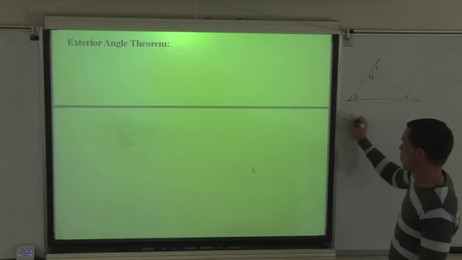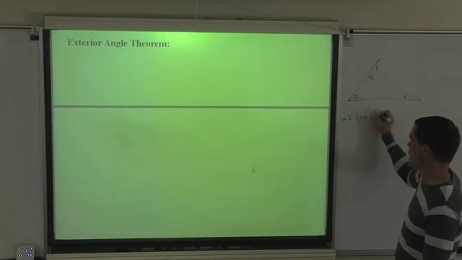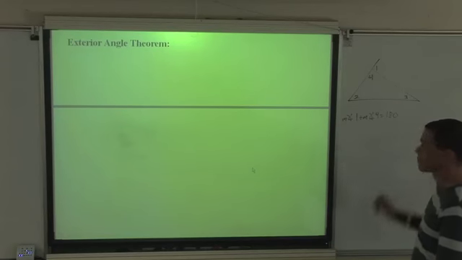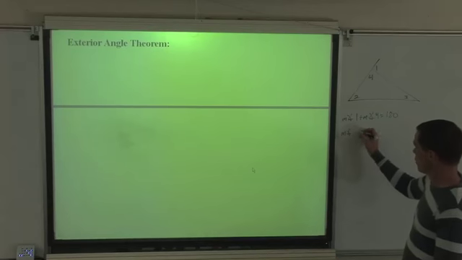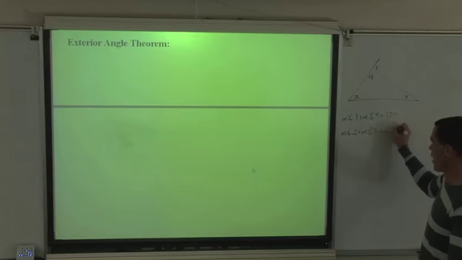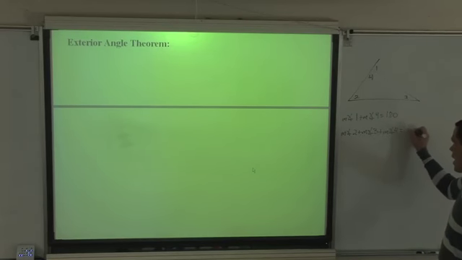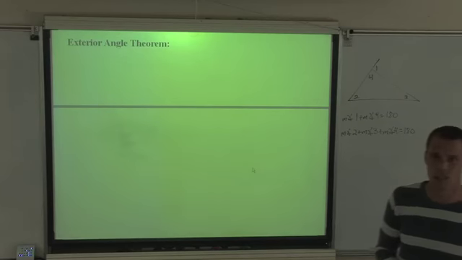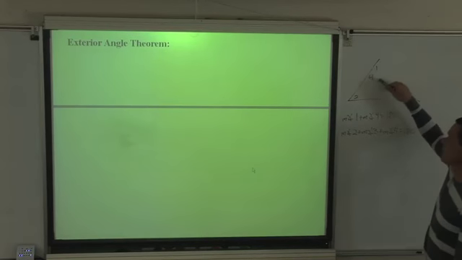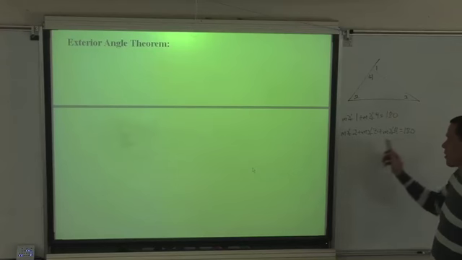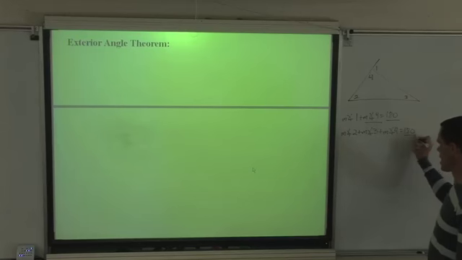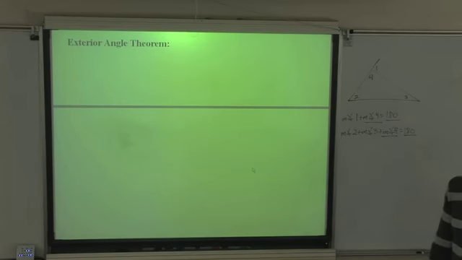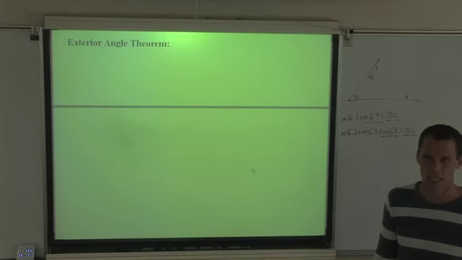We know the measure of angle 1 plus the measure of angle 4 is equal to 180. Well, we also have learned that the measure of angle 2 plus the measure of angle 3 plus the measure of angle 4 equals 180. That's the triangle sum theorem. Here we have linear supplementary angles. Here we have the triangle sum theorem. But what I notice is that 180 and the measure of angle 4 is in both of these equations.